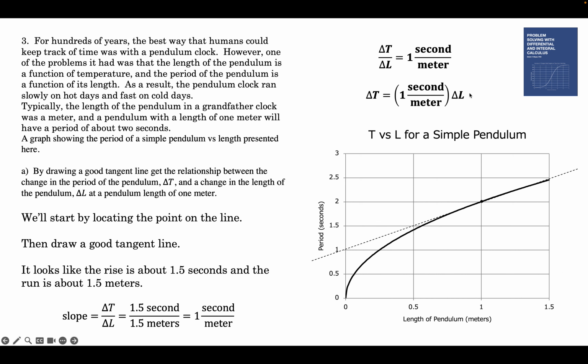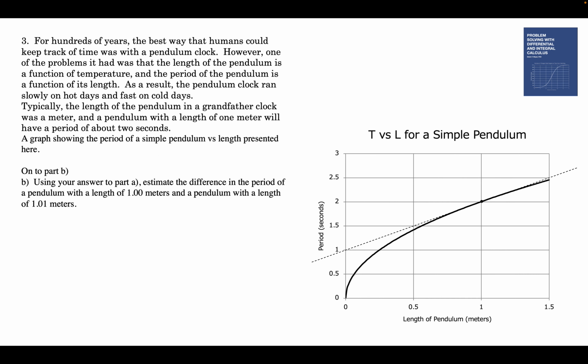So if we have any delta L that's small, we can calculate the delta T as long as it's close to a length of 1 meter. We can't use this equation over here because the slope is not 1 second per meter. We can use that equation right in here. We're estimating it with the tangent line. It's not exact. We didn't use the difference equation.